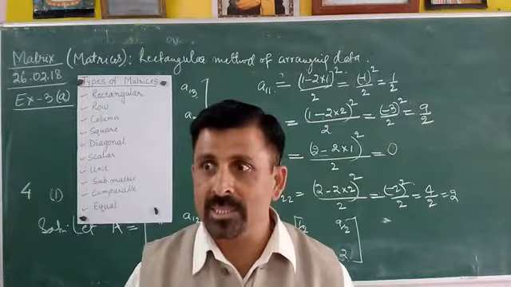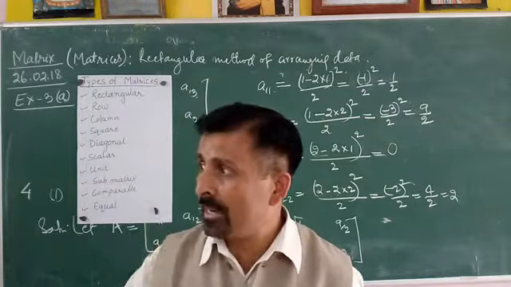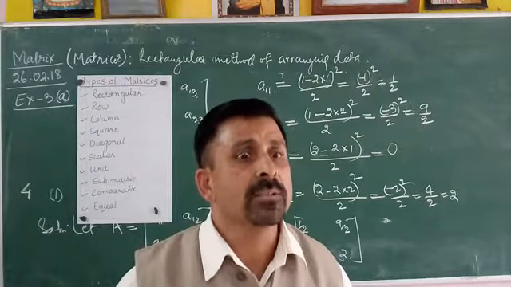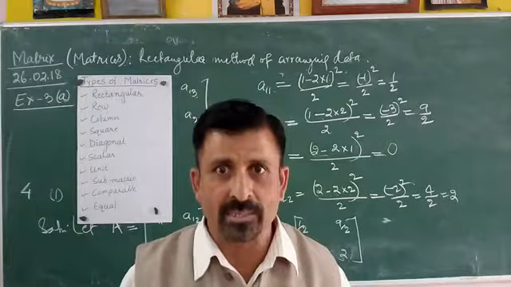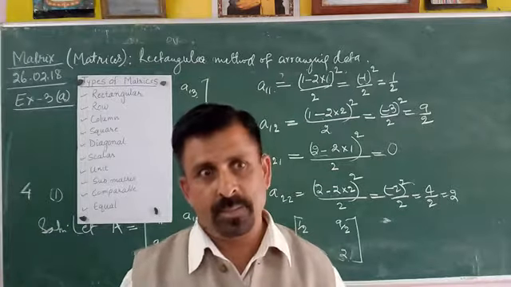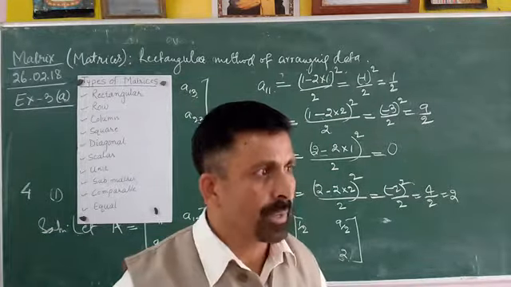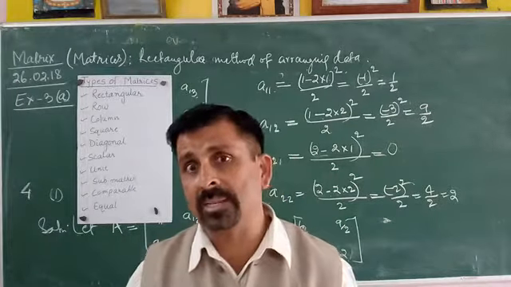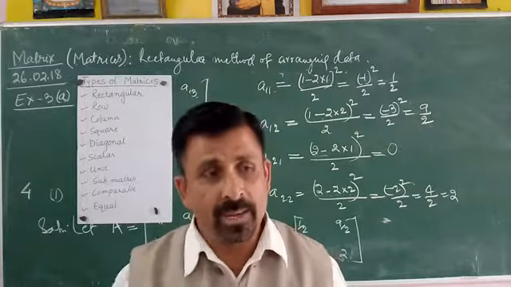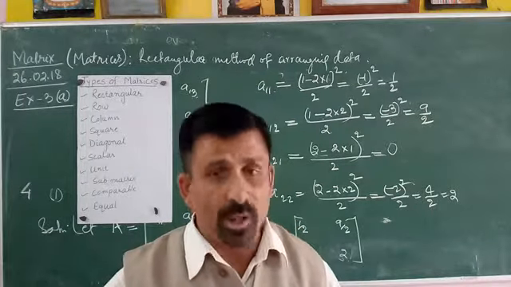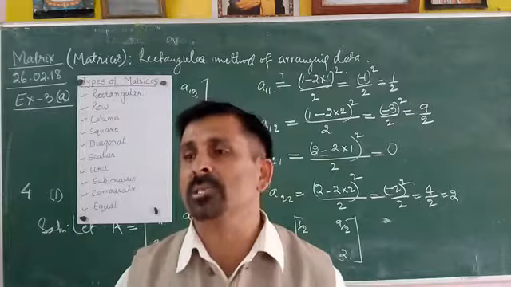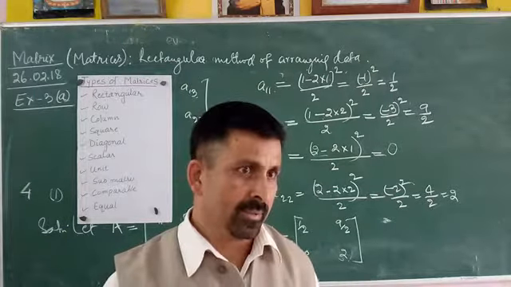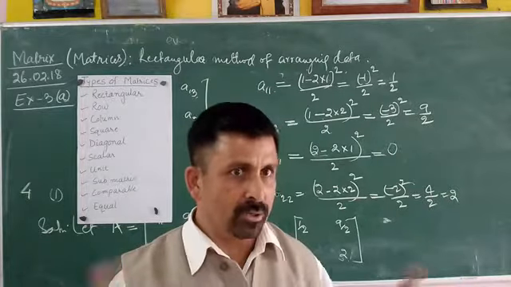A square matrix in which the elements along the diagonal are non-zero numbers and all the remaining elements are 0, such a matrix is called a diagonal matrix. Is this definition clear? Yes, sir. Clear? I don't need to show you the picture, right?